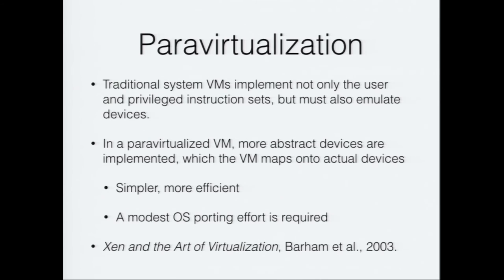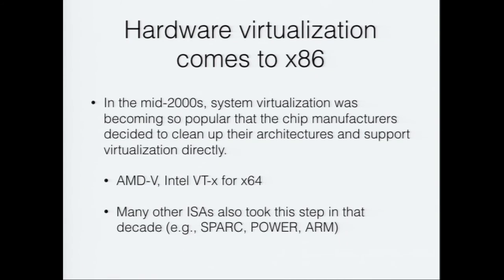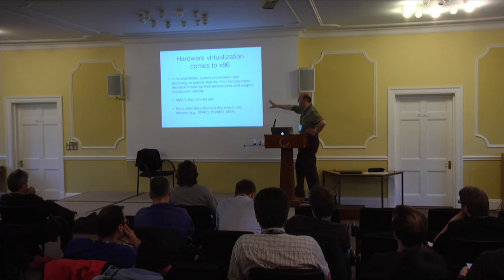So these VMs became deployed very widely. Paravirtualization was picked up again, the idea that your VM interface is not exactly the same as your hardware interface. You can abstract over things like devices, and you can provide hints to the underlying scheduler. Xen is the system that promulgated that. I highly recommend this paper if you've not seen it. And finally, in the mid-2000s, the hardware folks realized that they had to support this directly on their chips, and so both Intel and AMD built in support for system virtualization directly. Other ISAs had already taken that step or were just about to.